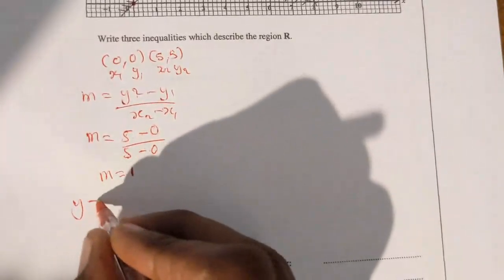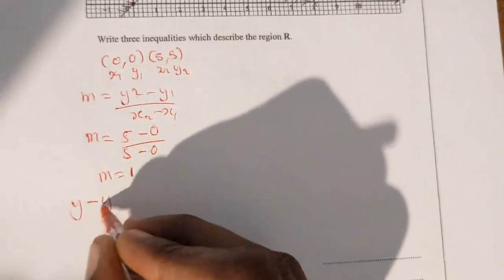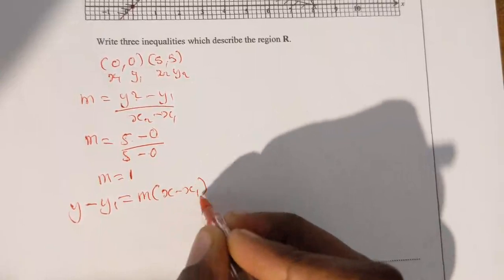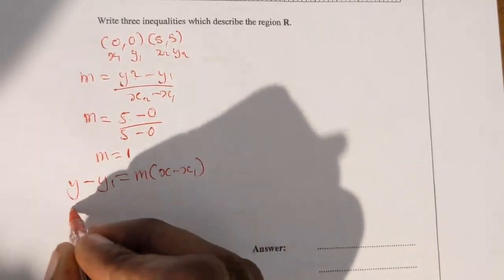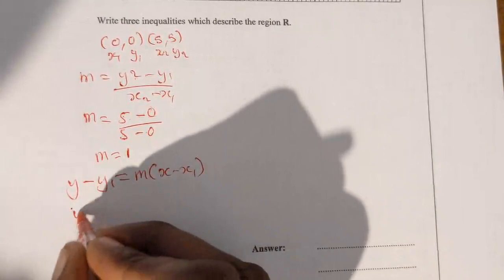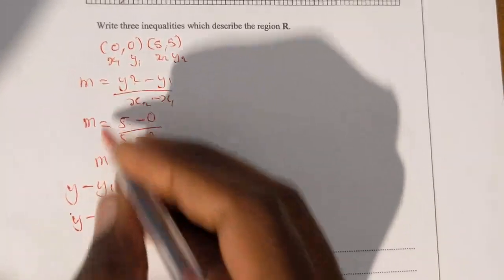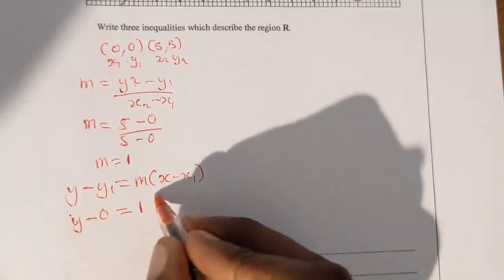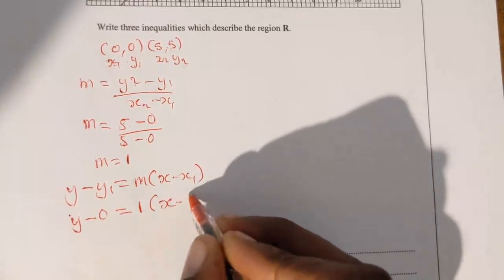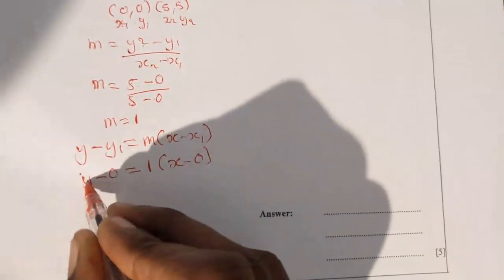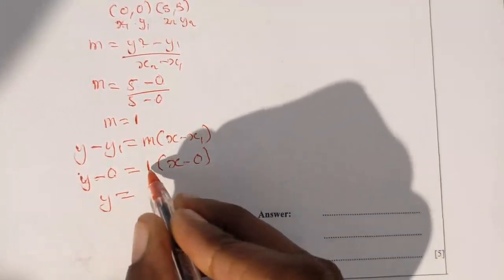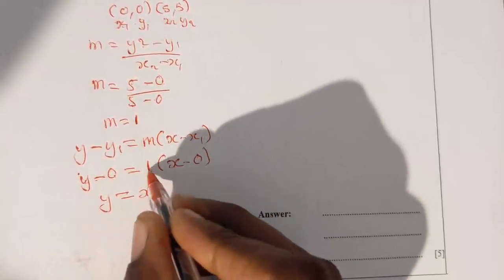Then the equation will be y minus y1 is equal to m times x minus x1. Here x1 and y1 are zeros, so you just put the gradient, which is 1, then x minus 0. So you have y minus 0, and y minus 0 is just y. Then 1 times x is just x.